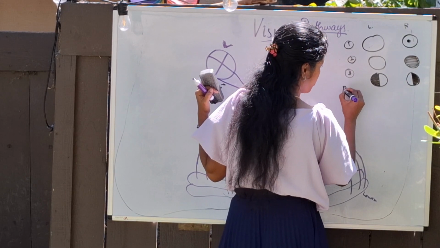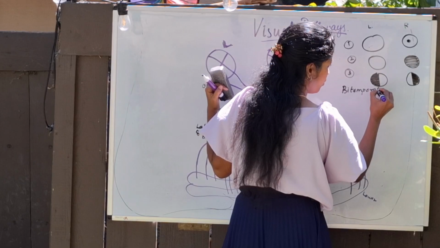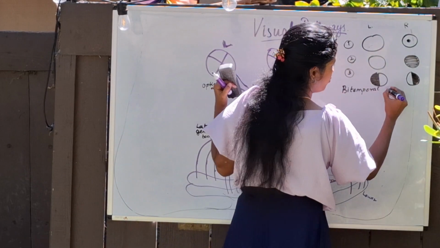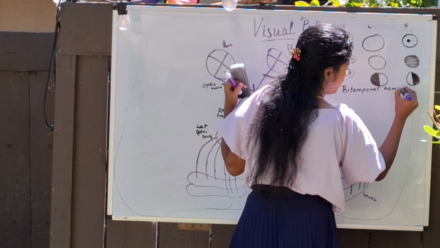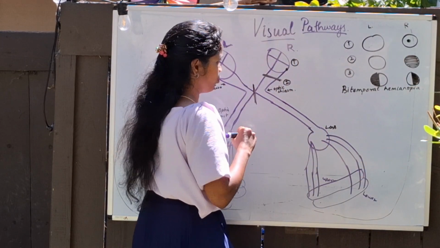So therefore, it is known as bitemporal. But the entire eye is not lost, only half of it is lost. So therefore, bitemporal hemianopia. This loss is known as bitemporal hemianopia.